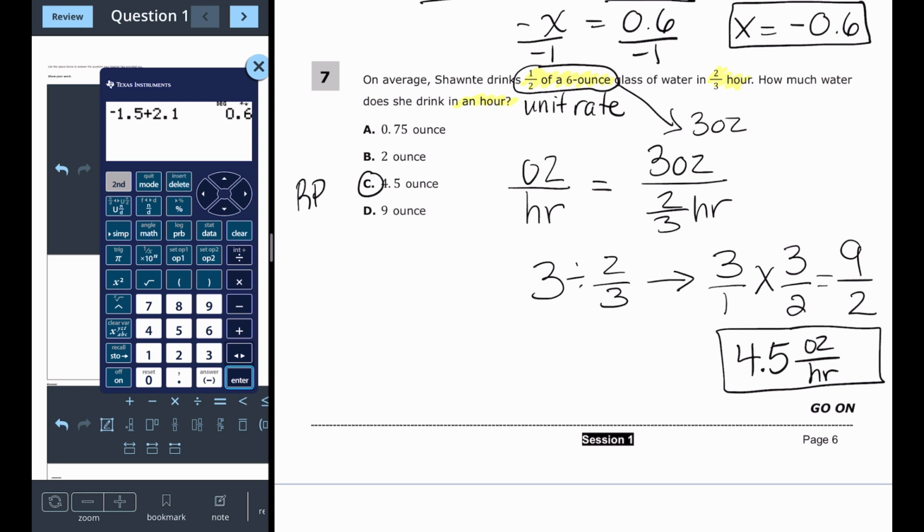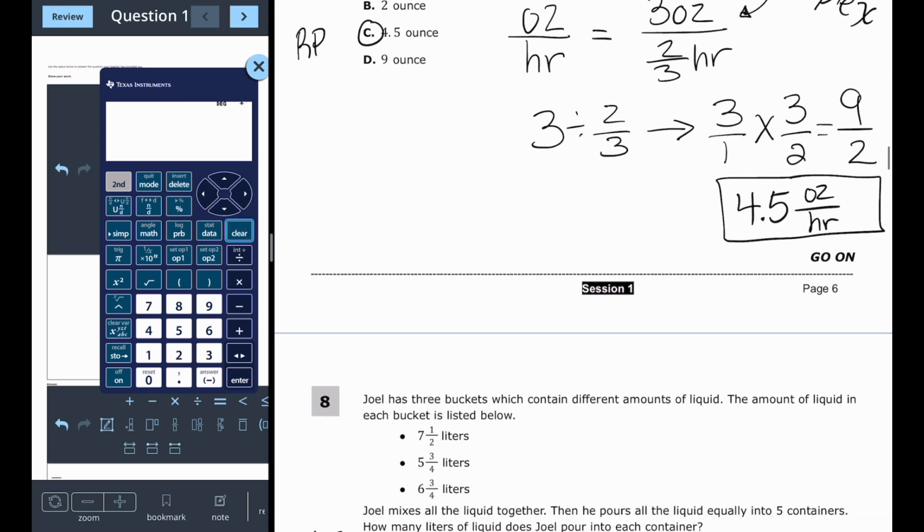Again, the hot spot was half of 6 ounces is 3 ounces in 2 1/3 hours. So that's where I started here. And that is my complex fraction. Because it's complex, I just rewrite it in a way that made sense. So 3 divided by 2/3, and then I just rewrite that as a multiplication sentence. Let's move on to number 8.